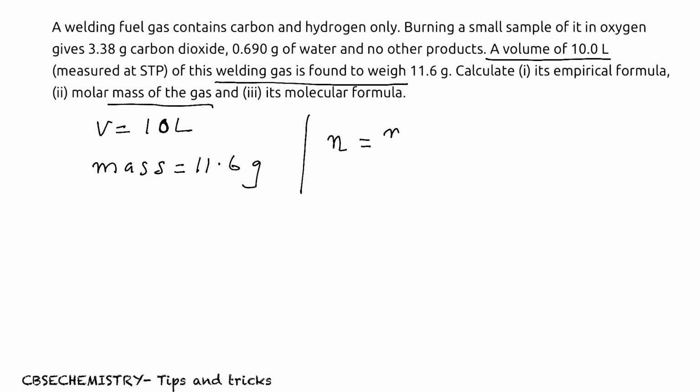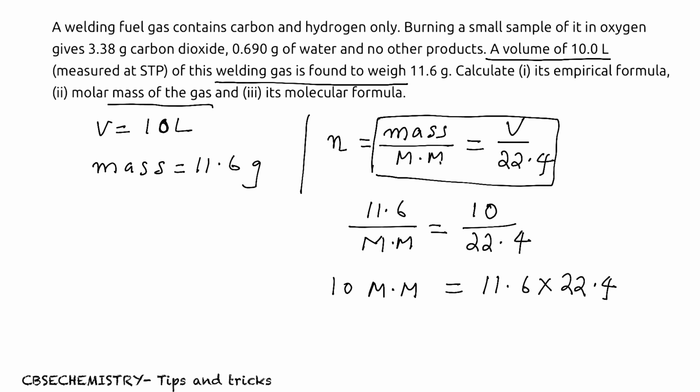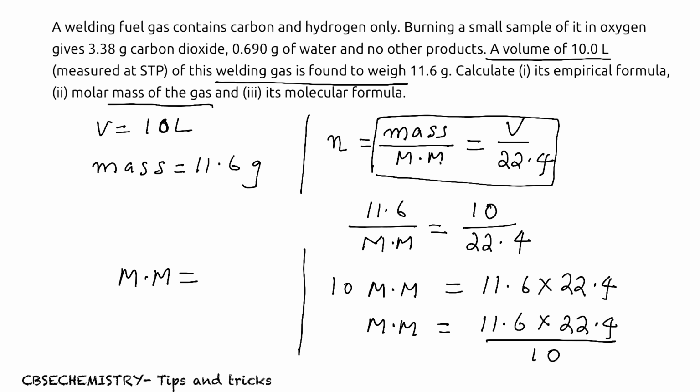You have a direct equation: number of moles, small n, is equal to mass by molar mass. Also number of moles is equal to volume by 22.4 if it is a gas. Now we are going to use this. Mass is 11.6, molar mass we have to find, volume is 10 liter, and the denominator is 22.4. Cross multiply. 10 into molar mass is equal to 11.6 into 22.4, so molar mass is equal to 11.6 into 22.4 divided by 10. On calculating we will get 26 gram per mole. So we got the molar mass of the gas.